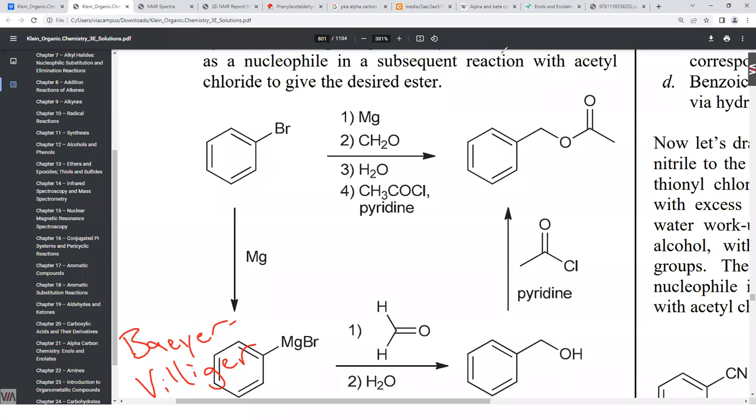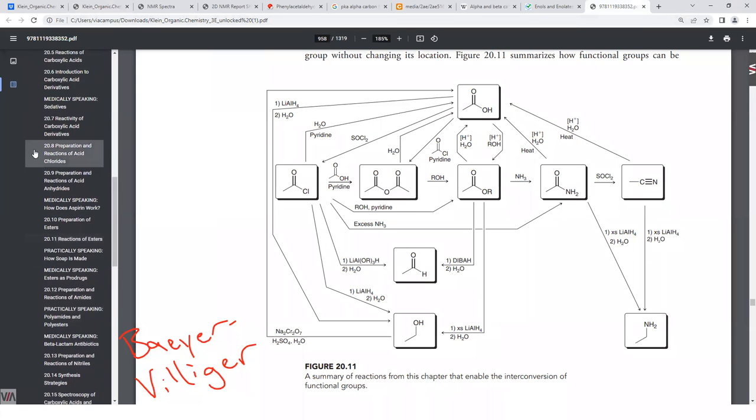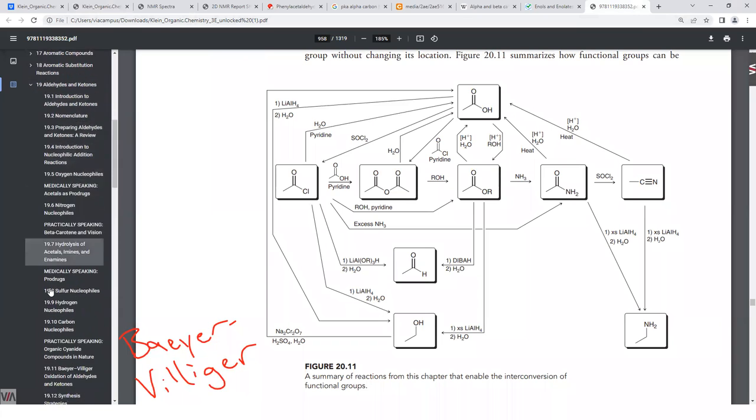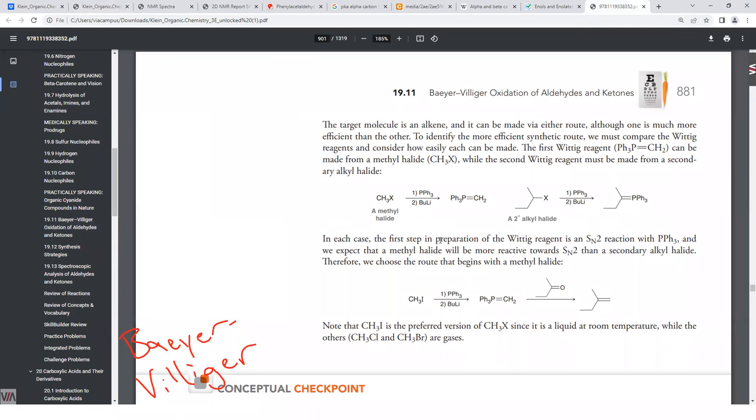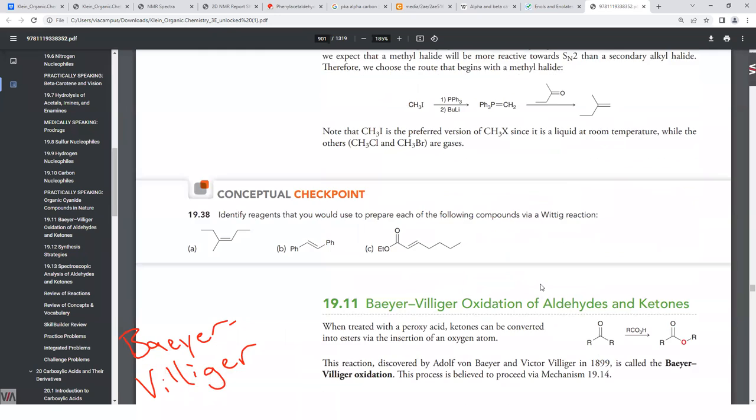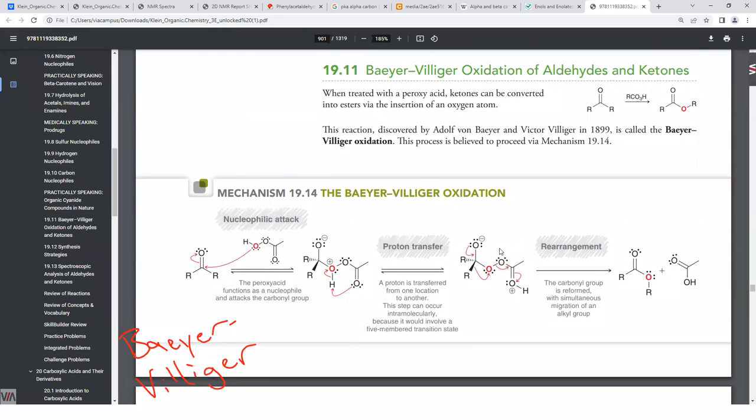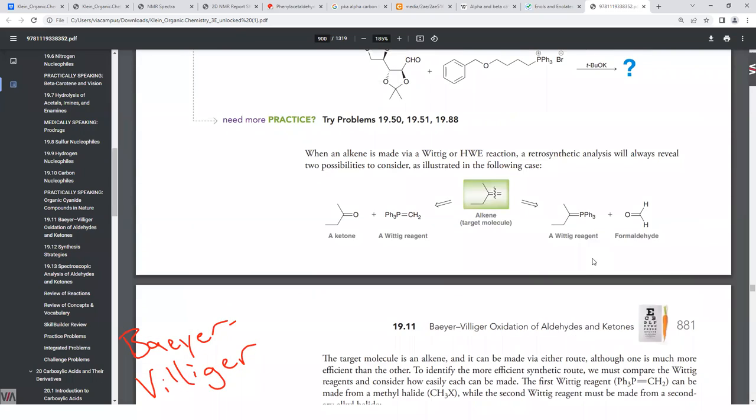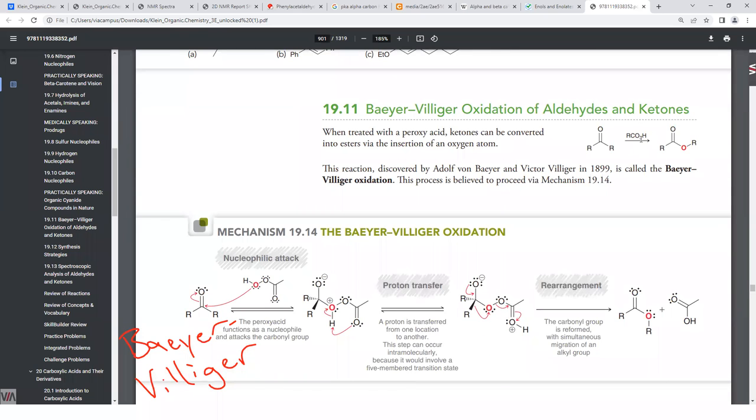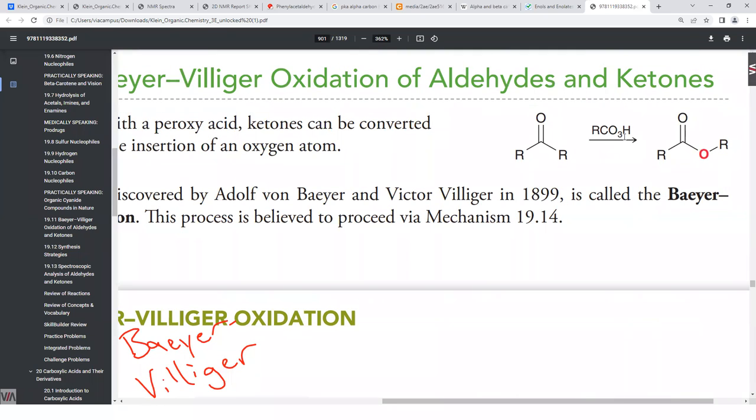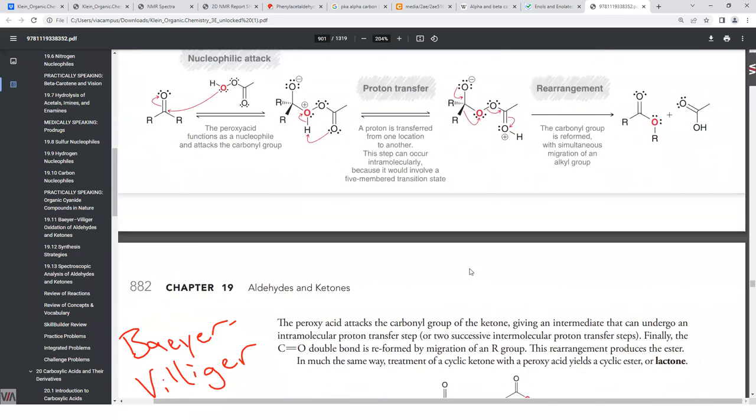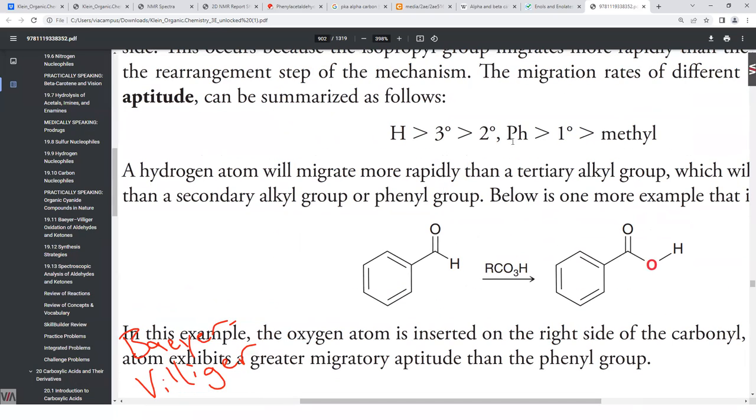In the textbook, I think it was in the aldehydes and ketones section. No, it was the peroxy acid that was the Baeyer-Villiger reaction. So it was the peroxy acetic acid. Basically, you need a peroxy acid with the extra oxygen, and it inserted that extra oxygen in the middle. And its migratory aptitude was hydrogens followed by the more substituted carbons.